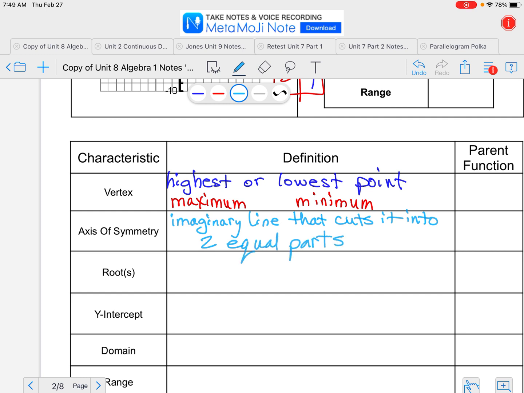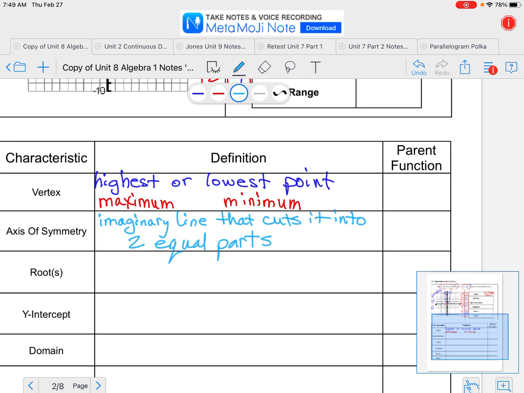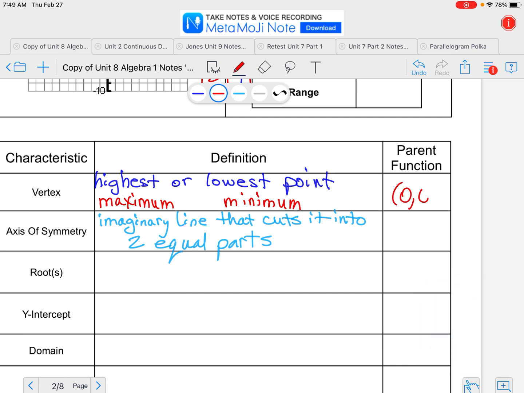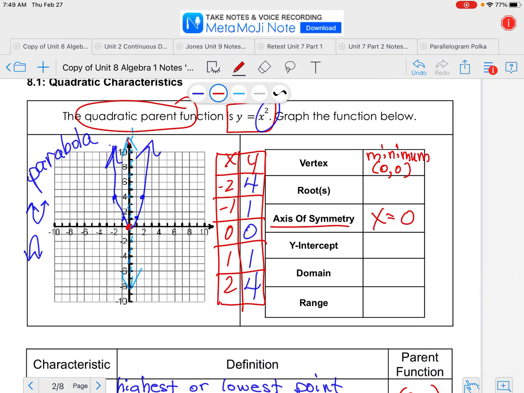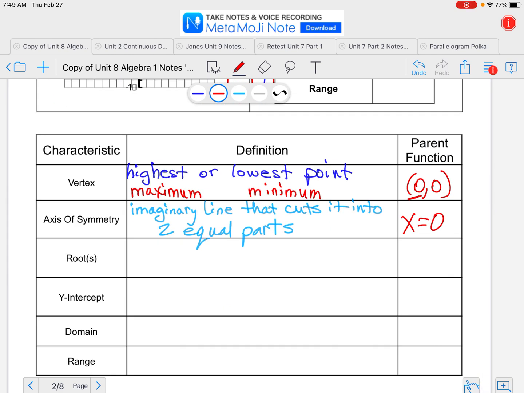Now, in Algebra 1, it's always a vertical line, and vertical lines only have an x. They're not functions. They don't have a y. So it's x equals, and it goes through the vertex. So it's the x value of the vertex. On the parent function, your axis of symmetry is x equals 0.